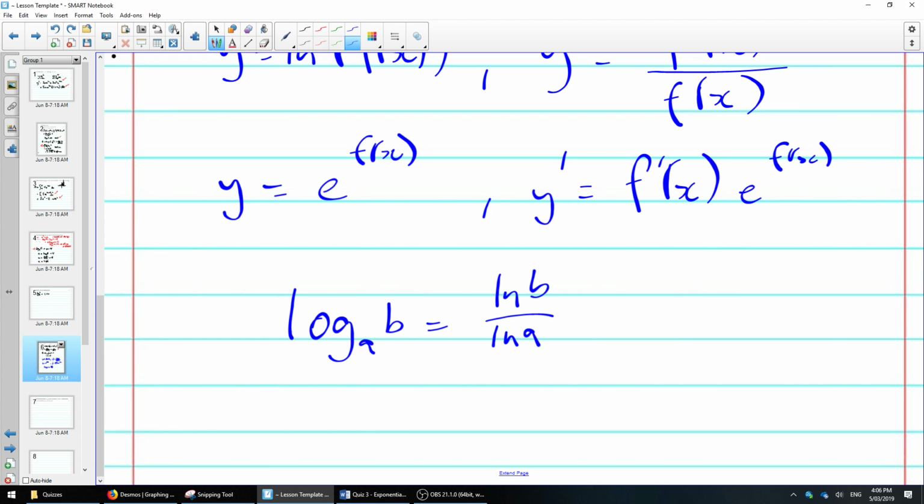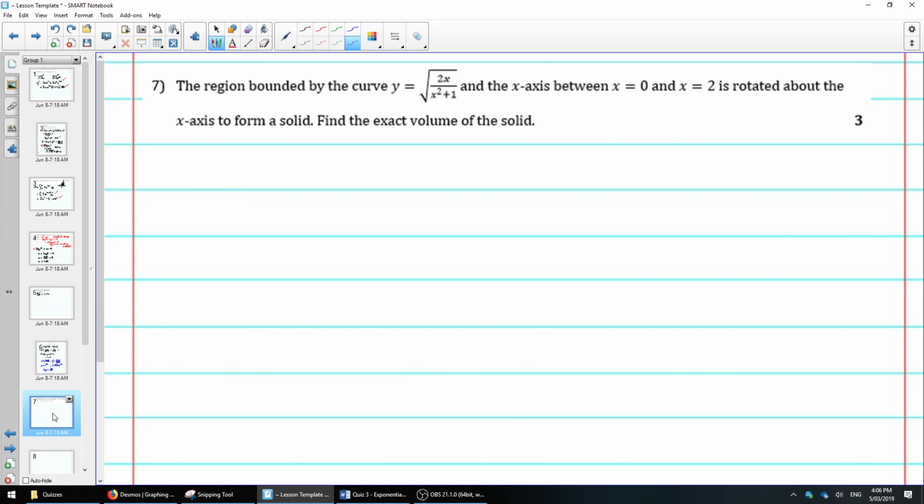Can I go to the next page? Cool. And then the last one on this is slightly trickier. So the region bounded by, I'm not sure if that's proper English, but in the HSC it's bounded, so I'm just going to go for HSC language. So the region bounded by the curve y equals, and the x-axis between 0 and 2, is rotated about the x-axis to form a solid. Find the exact volume.